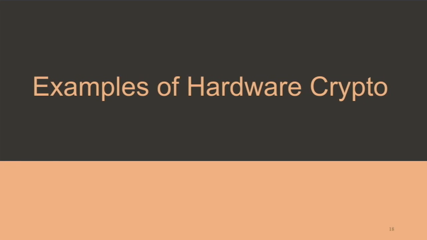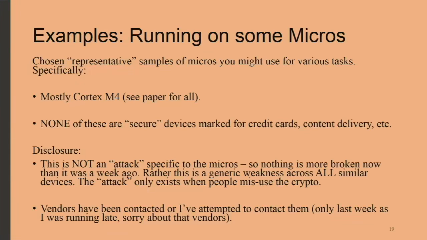So I said I was going to do hardware crypto. I said I was going to break some micros, so let's do it. I've chosen some representative samples. I've chosen a few different micros that you might use for various tasks. Mostly Cortex M4. They're not secure devices, so they're not marked for content delivery or in your credit card. Some of them find their way into special wallets anyway. You can take a look and see which ones get used.